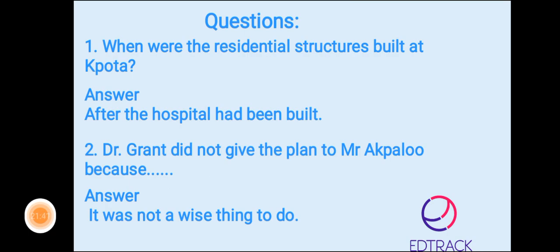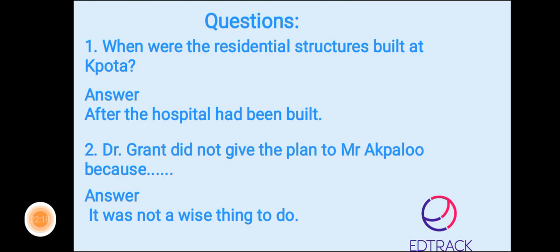Sorry, there was a mistake in this particular answer, the previous answer that was given to this question. Actually, the question is an overt one. It is a direct question. If we go back to the passage, we will see where Dr. Grant mentioned it, that it is not prudent to give him the plan of the project. So he rather advised Mr. Akwalu to go to the site. So the question is a direct one.